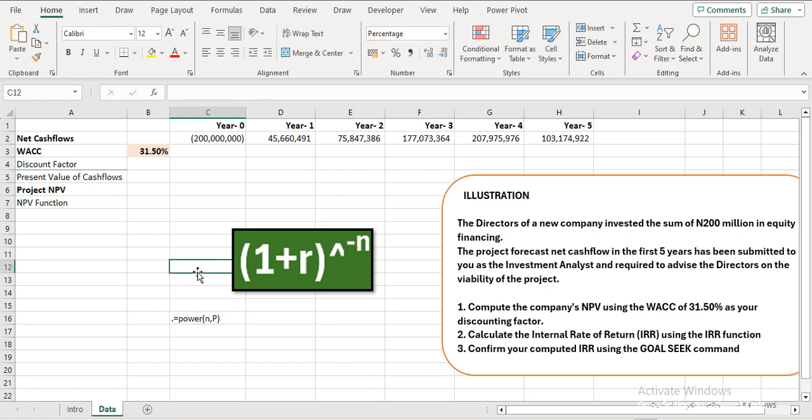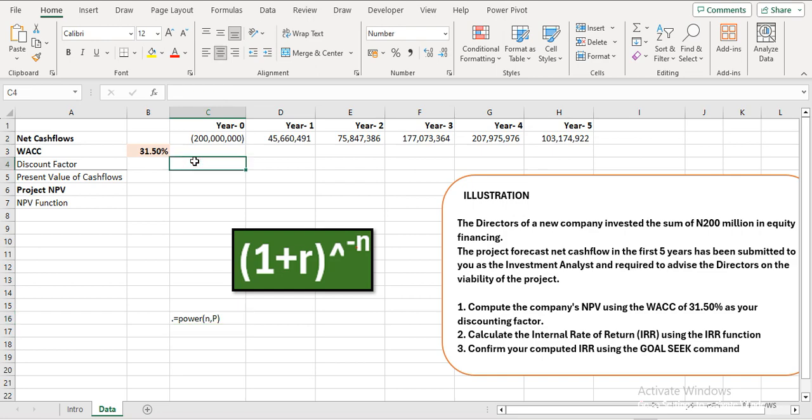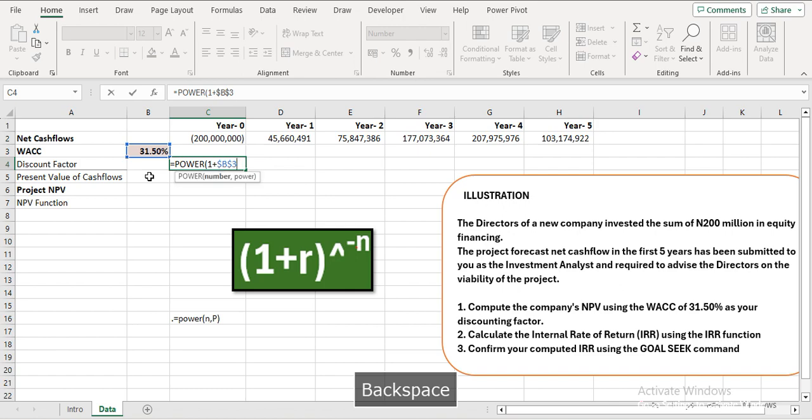Any of these that we use, we will get the same thing. So let's first of all try the Excel function POWER. I come here and say equal to POWER. I open the bracket. It's going to ask me for the number. The number is 1 plus the discount rate. So I'm going to say 1 plus the discount rate. If I close my bracket and take a comma, it's going to ask me for the power. Now I'm raising it to power minus n.